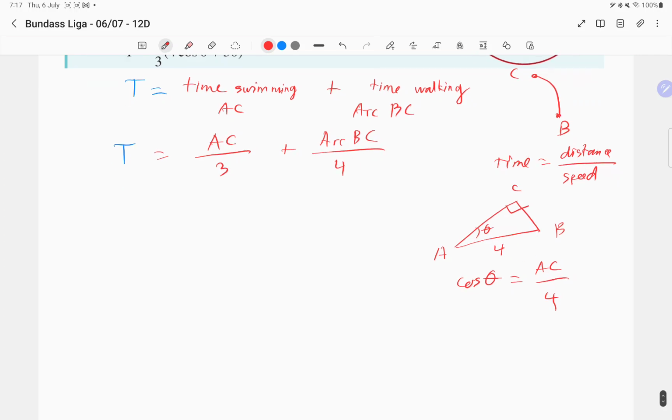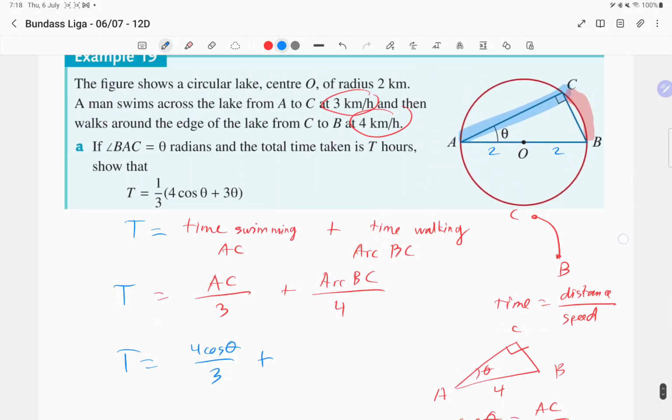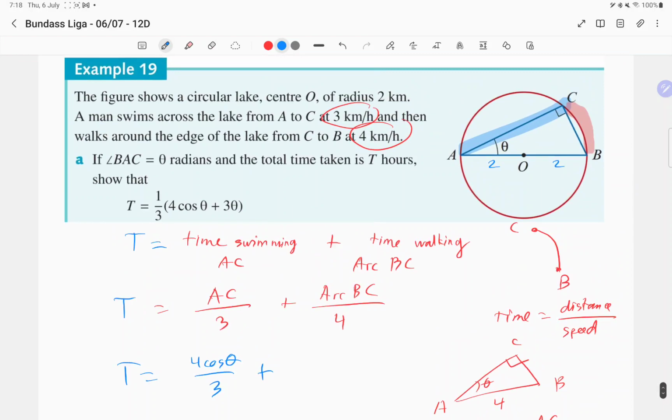So AC is 4 cos theta. Okay, let's update the function that we've got. That will be 4 cos theta over 3. And now, how do we find the arc BC? Now, this one is a bit harder. How do I find the arc BC? Not the length BC, but the arc BC.